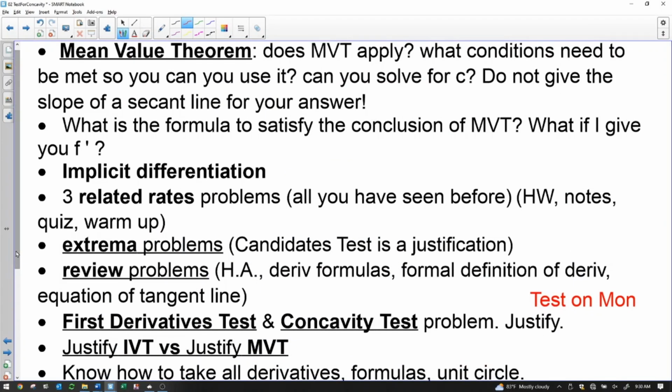Okay. At the end of today, guys, this will be all the content you need for the test on Monday. Tomorrow we're going to do the second derivatives test, and that will not be on your test on Monday. That'll be on your next test. All right, mean value theorem, guys.